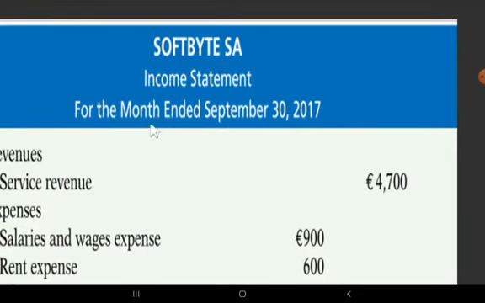Net income that we get under the income statement, never forget.